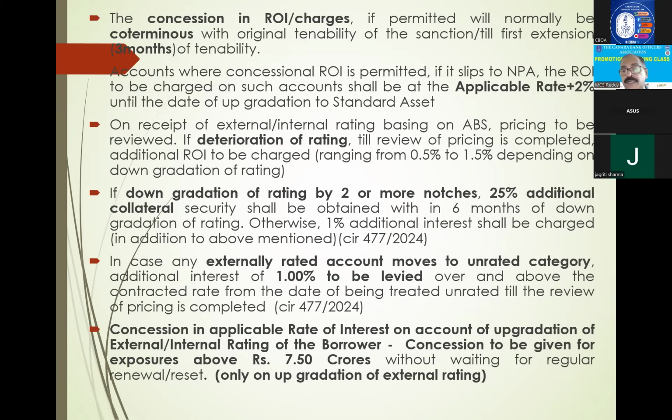Next, concession and applicable rate of interest on account of upgradation of external or internal rating of the borrower. Concession to be given for exposures above 7.5 crores without waiting for regular renewal or reset. Here, especially for pricing purpose, whether to enhance pricing or reduce pricing, they say 7.5 crores and above. If there is upgradation, it has become good rated. But for this, you have to take external rating, not internal one, if both are available. If external is not available, yes, internal CARM we will accept. So if there is upgradation and if the limit is above 7.5 crores, in such a case immediately you give concession.